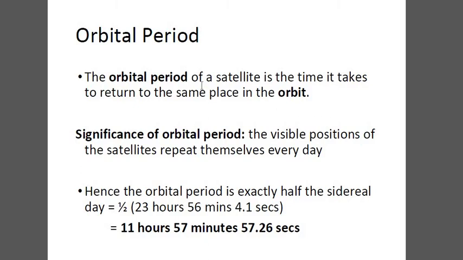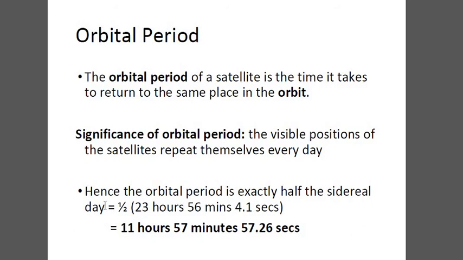The orbital period of a satellite is the time it takes to return to the same place in the orbit from which it started. The significance of the orbital period is that the visible position of the satellites will be repeating every day. As we have said, we are using a MEO orbit, which is 20,200 kilometers away from the Earth. It takes only 2 rotations around the Earth, hence the orbital period is exactly half of the sidereal day.